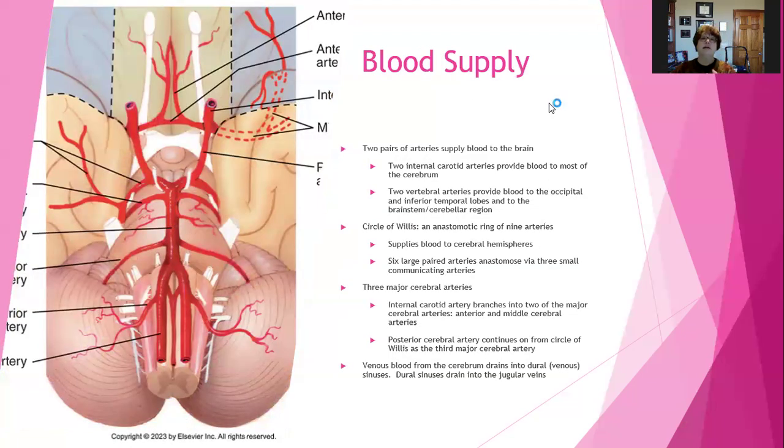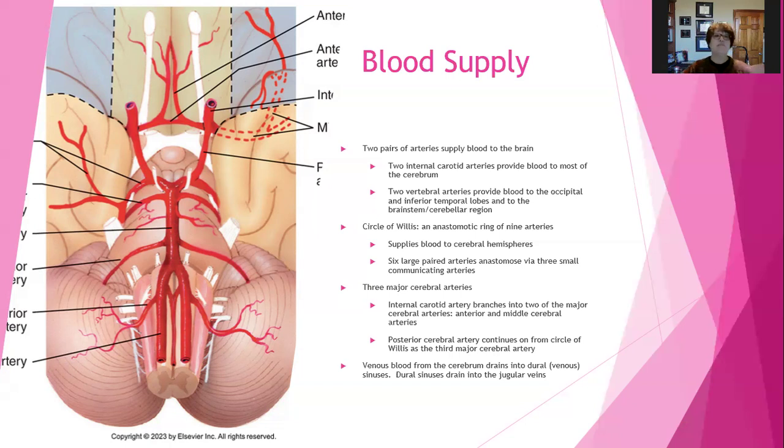The blood supply: there are 2 pairs of arteries that supply blood to the brain, the internal carotid arteries, which mostly supply blood to the cerebrum, and the vertebral arteries, which, if you recall, go through the transverse foramina of the cervical vertebrae, and they provide blood to the occipital and inferior temporal lobes and to the brainstem and cerebellar region. So the brain needs a constant supply of oxygen and glucose in order to work. And so this blood supply is super important. After we talk about the individual cells, we're going to go right into cerebral spinal fluid and blood supply because it's pretty important, and the disorders associated with it.